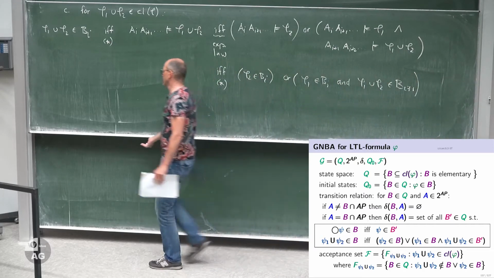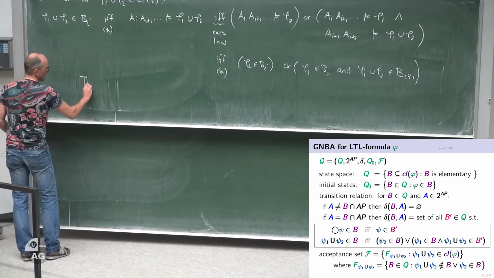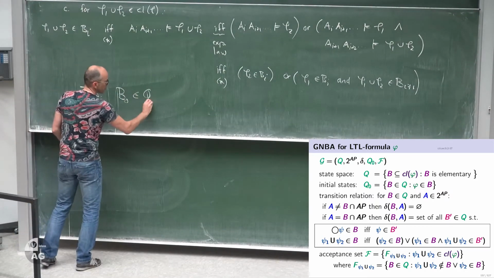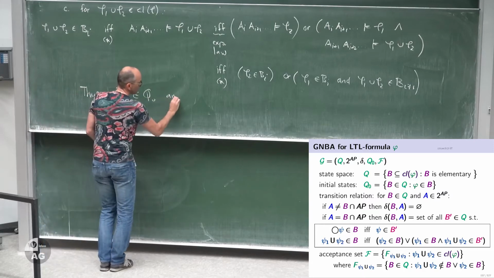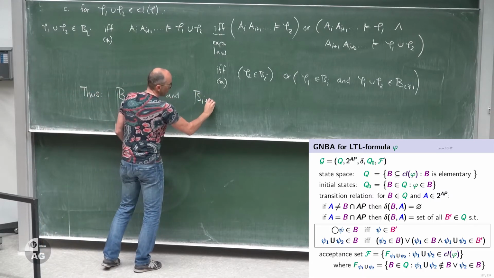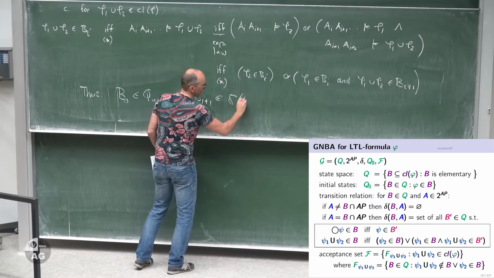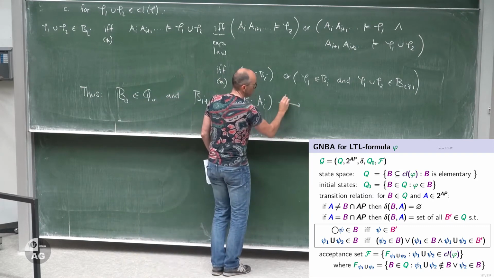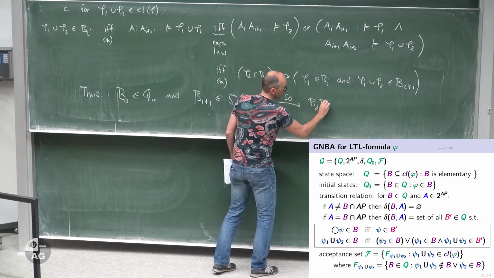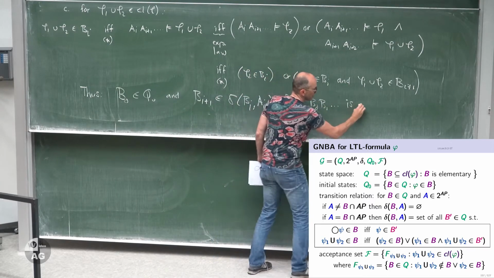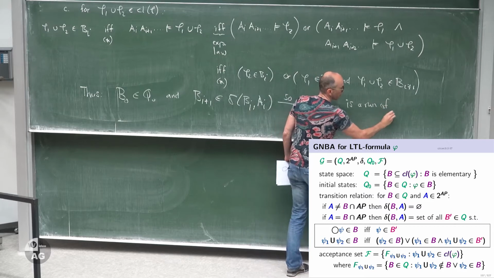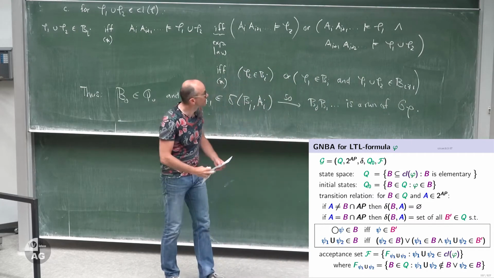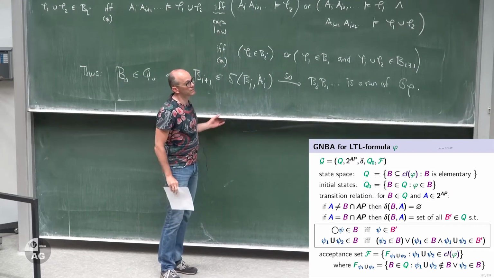Thus, altogether, B0 is an initial state, and we have that Bi+1 belongs to delta(Bi, Ai). So B0, B1, etc. is a run of G phi. Good.